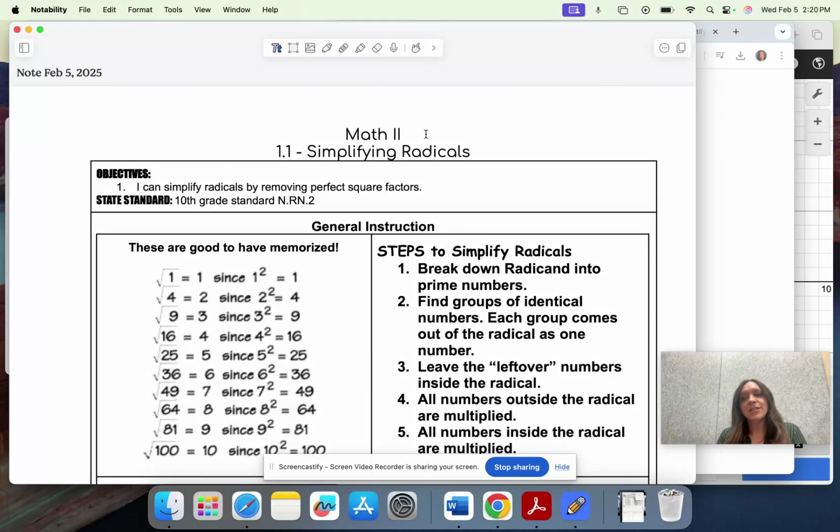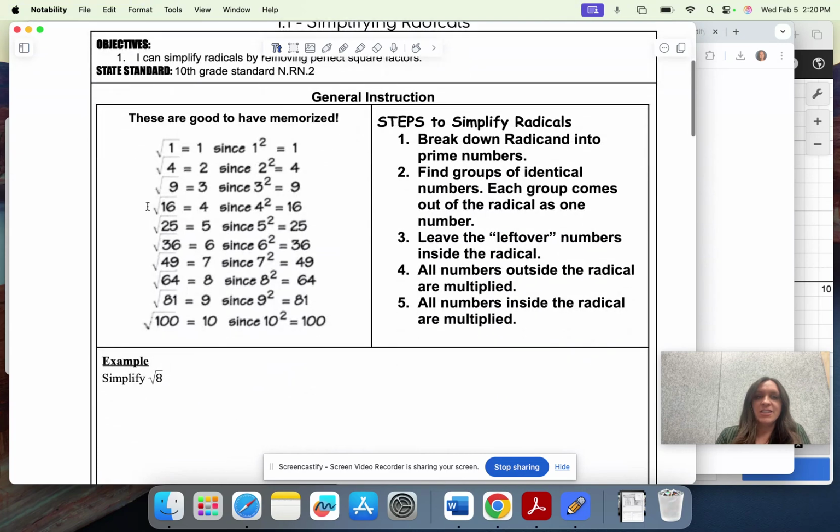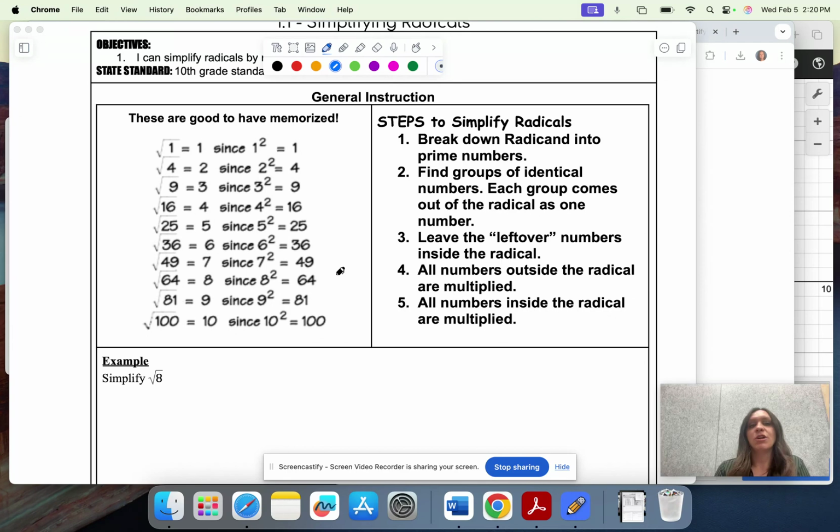So our first section is simplifying radicals. These are good to have memorized. These are perfect squares. So square root of 1 is 1, square root of 4 is 2, square root of 9 is 3. Okay, and that's just knowing 4 times 4 is 16, 5 times 5 is 25. This section, just in general math too, will go faster if you know these. You can still do it without knowing these. It's just going to take you longer.